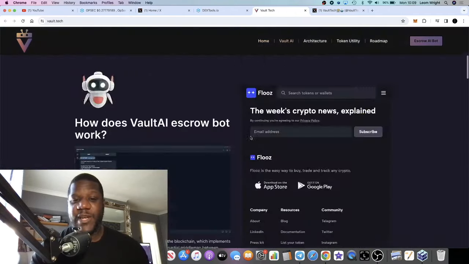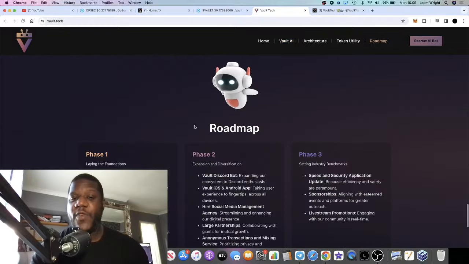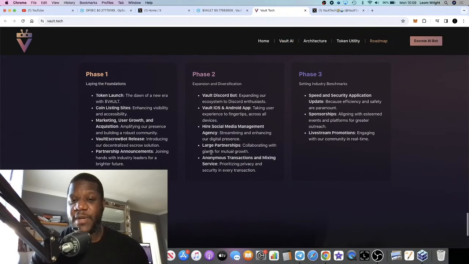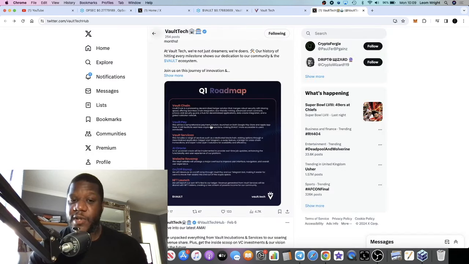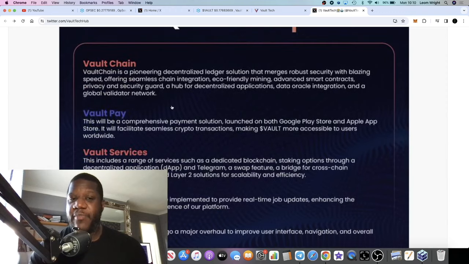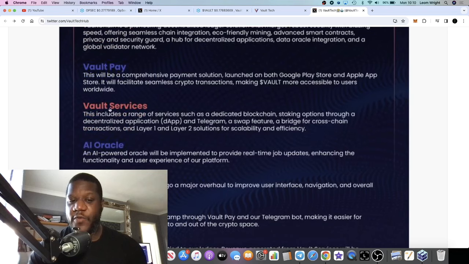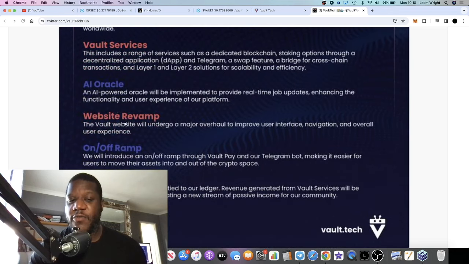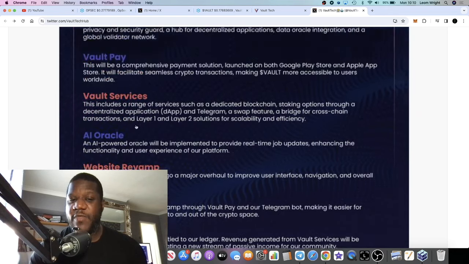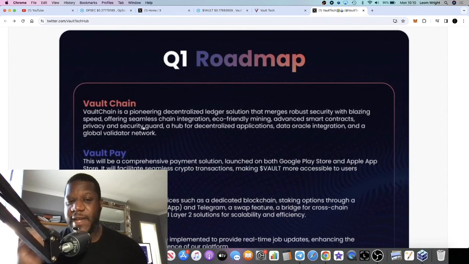When you go to the website, if you click on roadmap, they have a very extensive roadmap, and it looks like they've got things in order. A lot of the things that they talked about already are being done, but they also added Vault Chain to the roadmap. So we know about Vault Pay, the Vault services, the BART. They've got an AI Oracle, NFTs, website revamp, and so on. They recently updated the website.